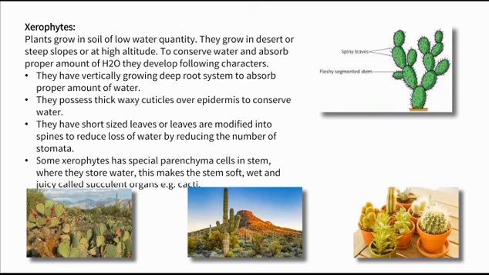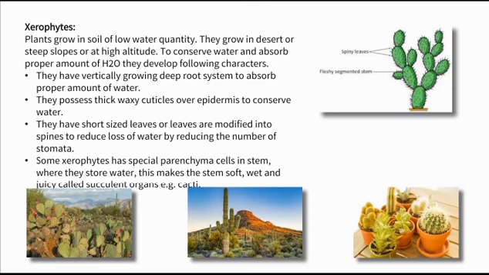Okay, now xerophytes. Xerophytes, we all know the cactus, the aloe vera and all other thorn containing plants. Plants grow in soil of low water quantity. They grow in deserts or steep slopes or at high altitude. To conserve water and absorb a proper amount of water, they develop the following characters. They have a vertically growing deep root system to absorb a proper amount of water. They possess a thick waxy cuticle over the epidermis to conserve water.